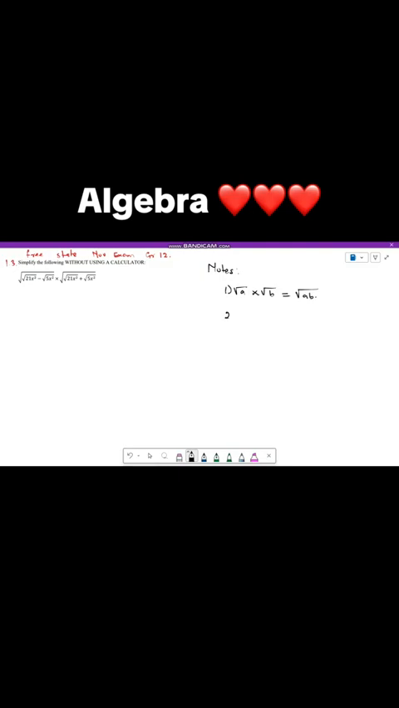And another one which is going to be useful for us to take note of is that x minus a times x plus a is equal to x squared minus a squared. Right, so that's what we have there. So let's look into our problem here.